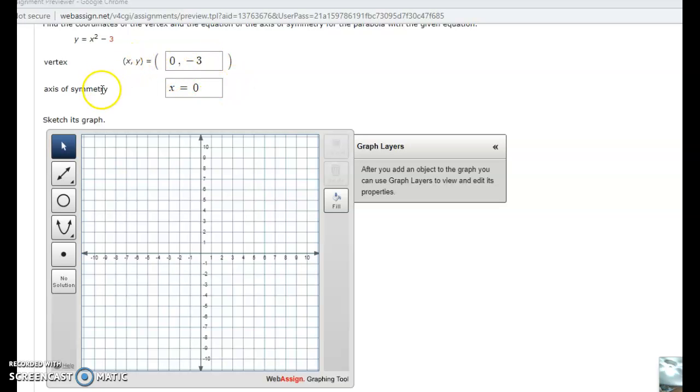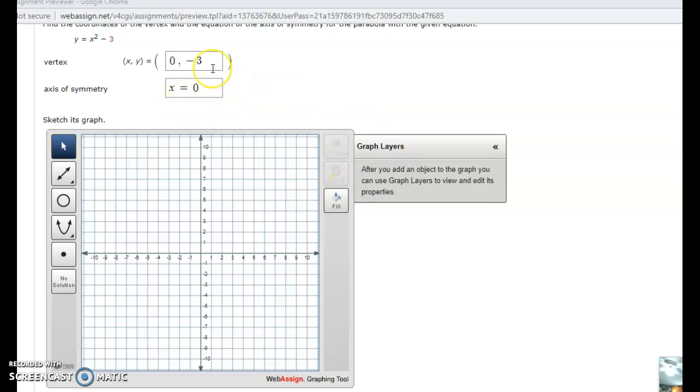My axis of symmetry for a parabola that's shaped, you know, facing up or down, is in this case x equals 0 because it's going to be reflecting across this y-axis. The axis of symmetry is always x equal to the x value of your vertex. So in this case, the x value of my vertex is 0. I know my axis of symmetry would be at x equals 0.